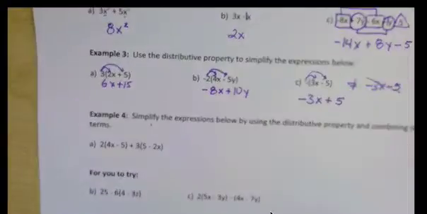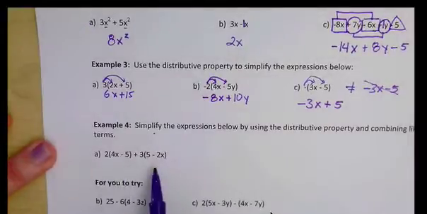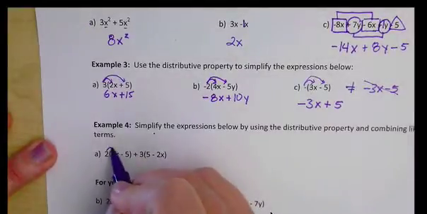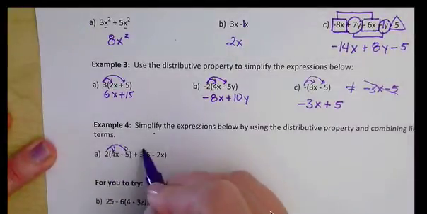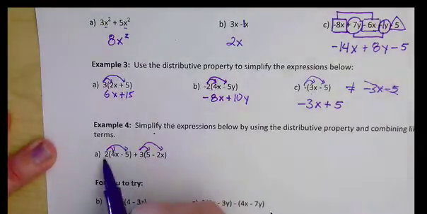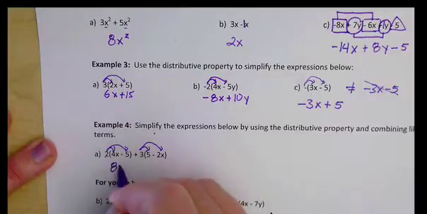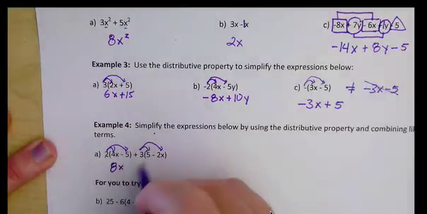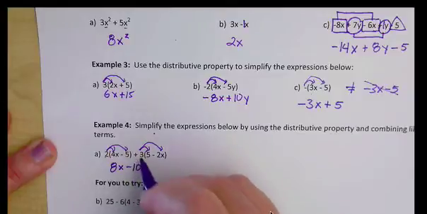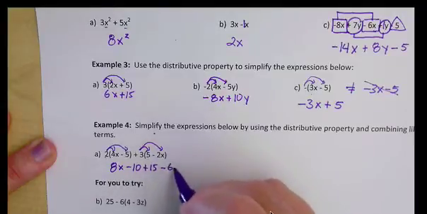Okay, now we're going to combine these two things that we're doing. The first thing we need to do here is distribute. So I'm going to distribute my 2, and I'm going to distribute my 3, and I'm going to be careful with my signs and make sure I don't lose anything. So 2 times 4x would be 8x. 2 times a negative 5 would be negative 10. Positive 3 times a positive 5 is 15. 3 times negative 2 is negative 6x.